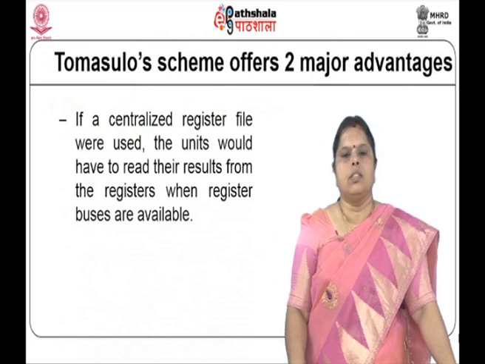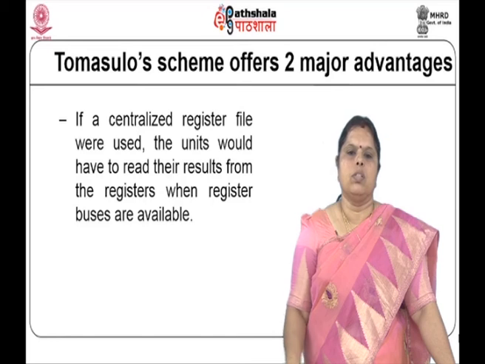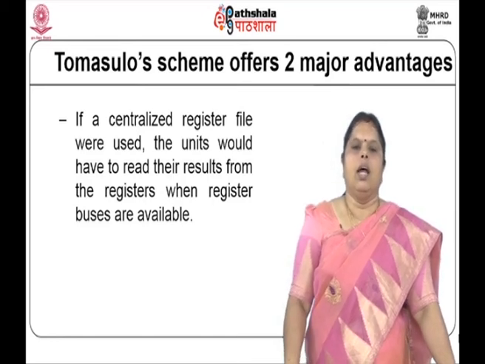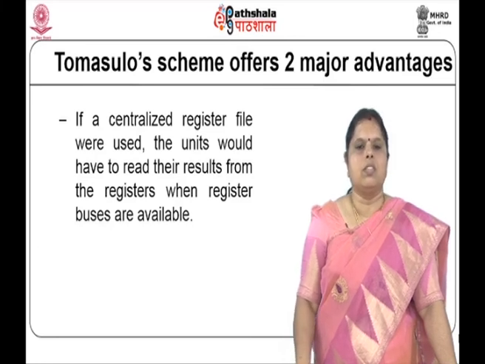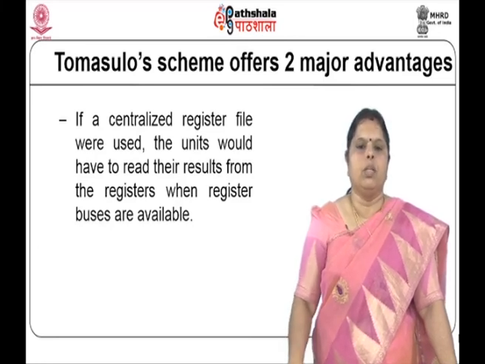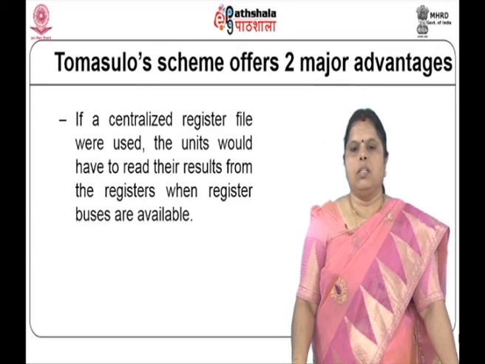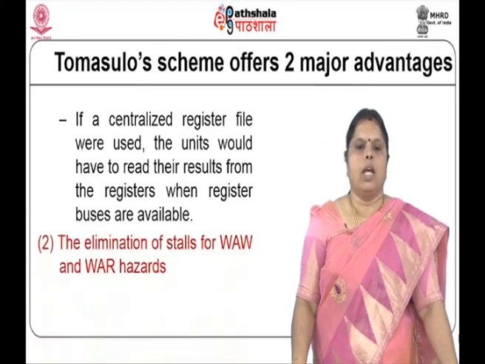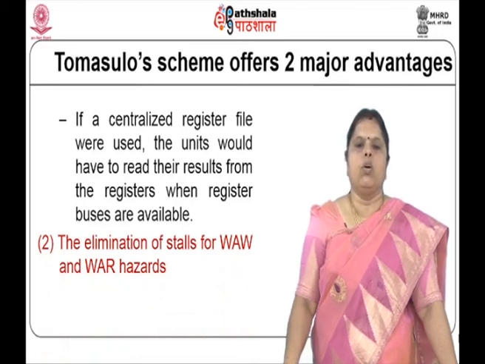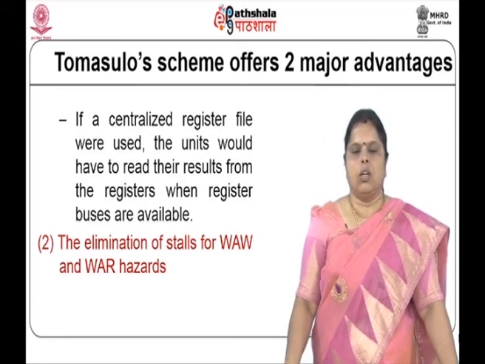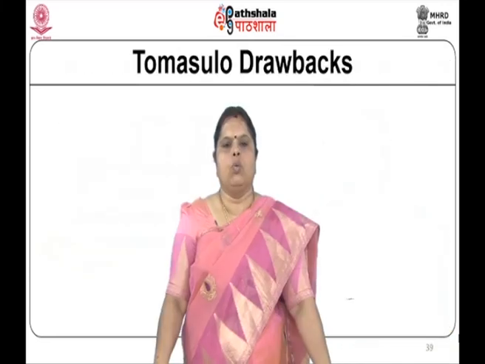The other advantage is that the renaming process avoids your WAR and WAW hazards, and instead of using a centralized register file, we use a reservation station. So, you do not have a problem of reading it from the centralized register file. So, these are the major advantages offered by Tomasulo's algorithm. And of course, because of the renaming process, you have the elimination of stalls caused by name dependencies, anti-dependence and output dependence, which will cause a possible WAR hazard and a WAW hazard. So, all these are eliminated in the case of Tomasulo's approach.